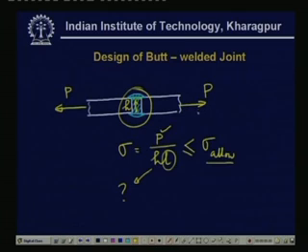Now, this butt joint is taking a longitudinal axial load. Now, suppose it wants to take a transverse load. So here, instead, we take a transverse load P, then definitely there will be the average shear stress.